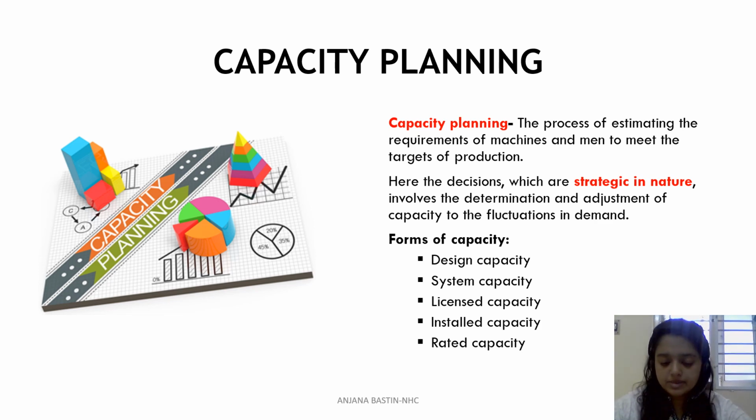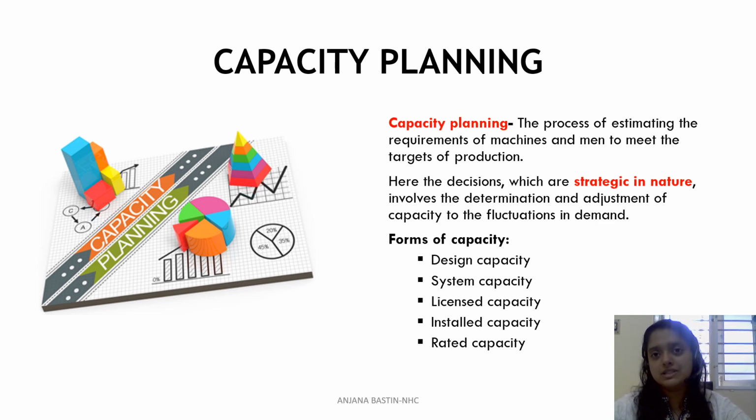My capacity would be 50 units on a normal scale, but since I see a difference in the demand, I'll have to increase my capacity so that it can produce 200 units. Rather than 50, 200 is required. You understand? Okay, so there are five forms of capacity.